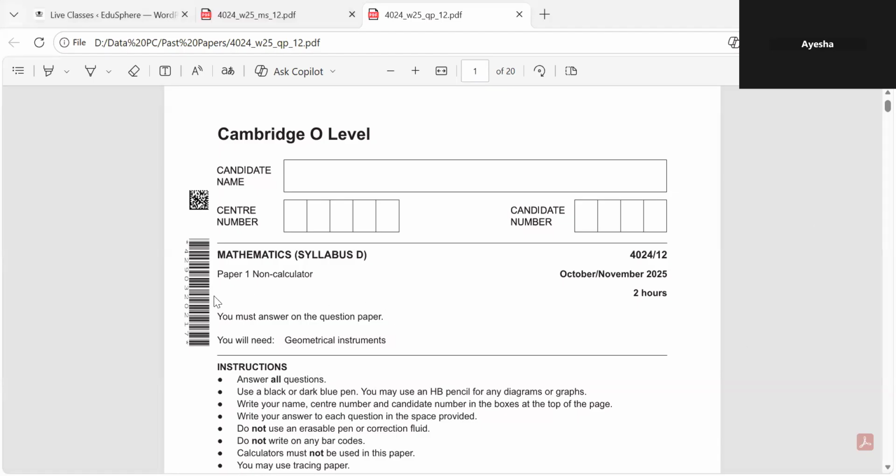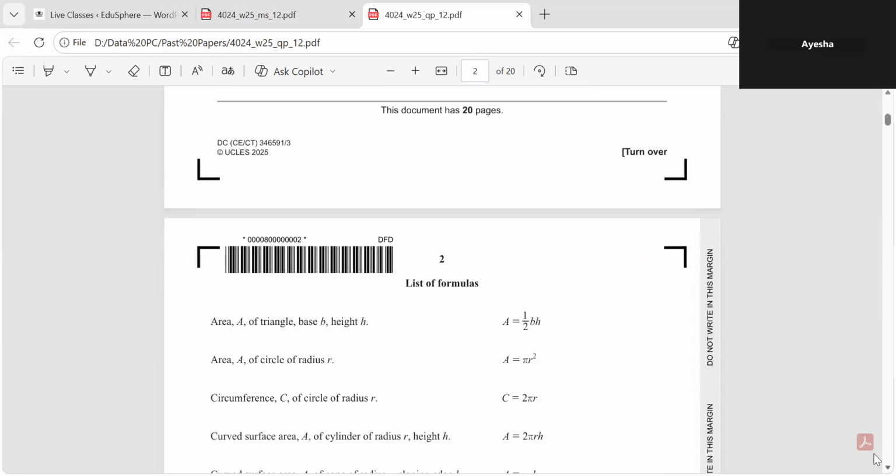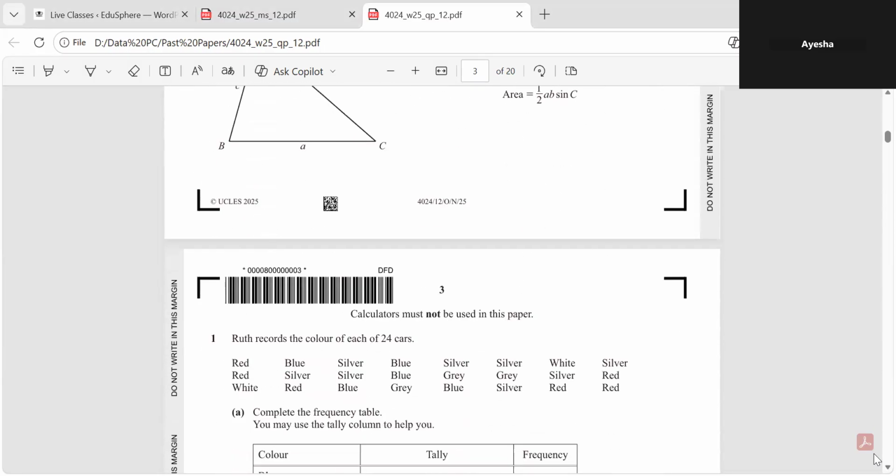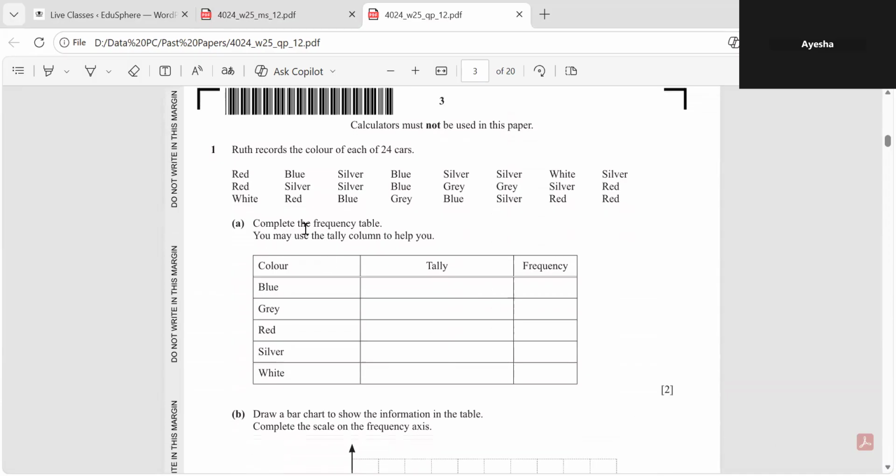Hello everyone, this is Paper 1 Non-Calculator Base, Cambridge O-Level, Variant 1-2, October-November 2025. Now this is the formula sheet and question number 1. Calculators must not be used in this paper.